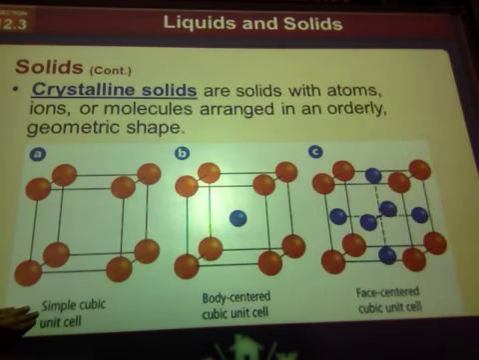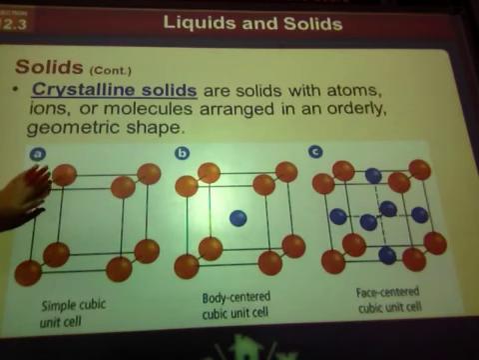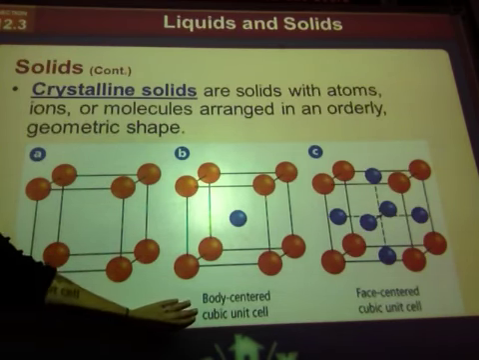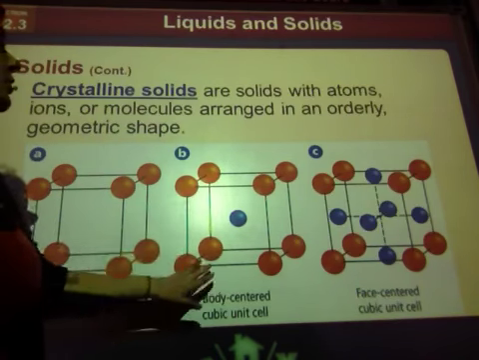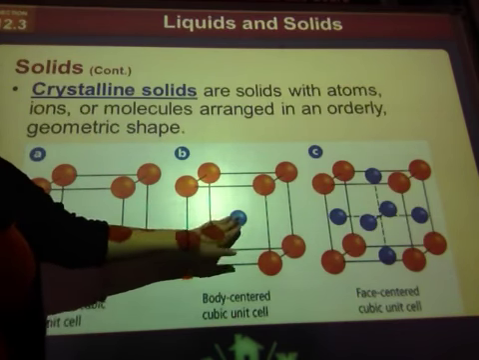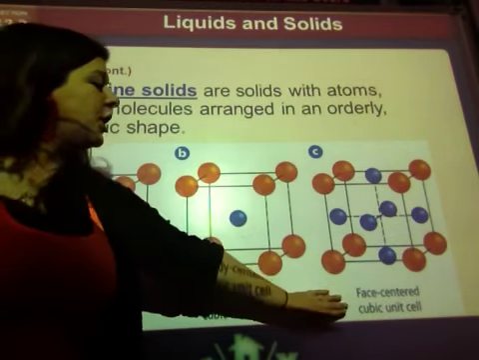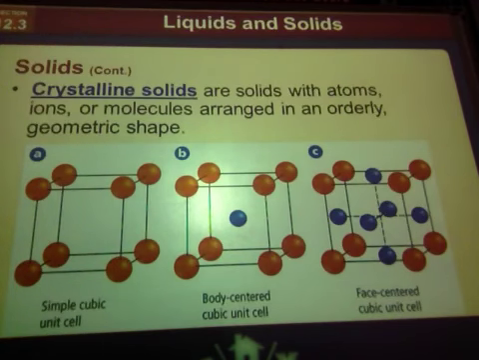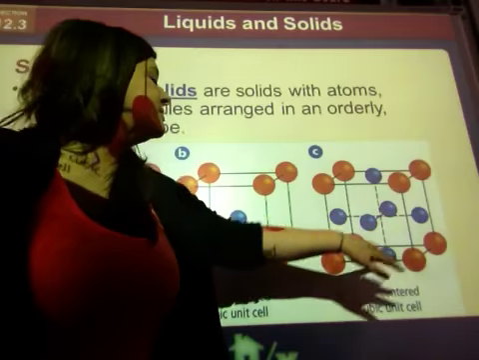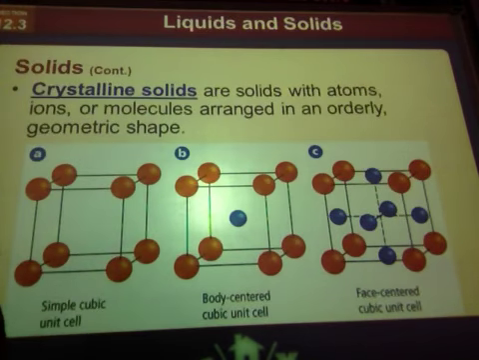So simple cubic unit cell is just where I have particles in the corners of the cell. Body-centered cubic cell is where I have particles in the corners, and then one particle in the center of the cube. On C, this one's called the face-centered cubic cell. On the face-centered cubic cell, I have particles in all corners, but then I also have a particle in the center of each cubic face.